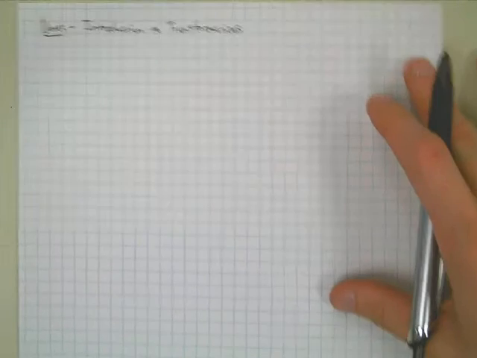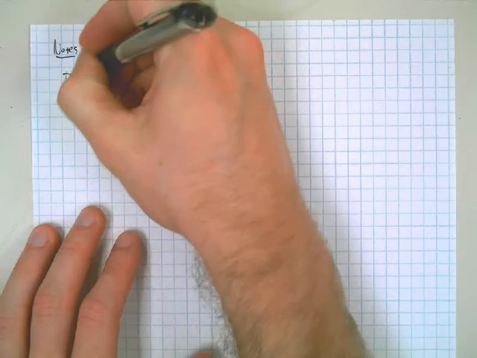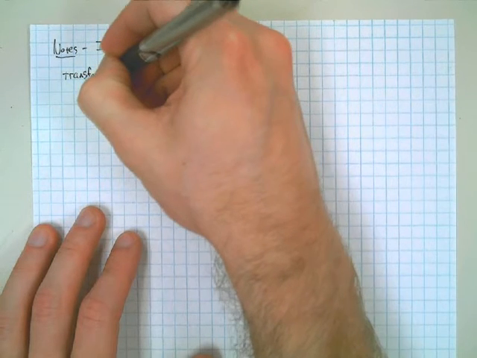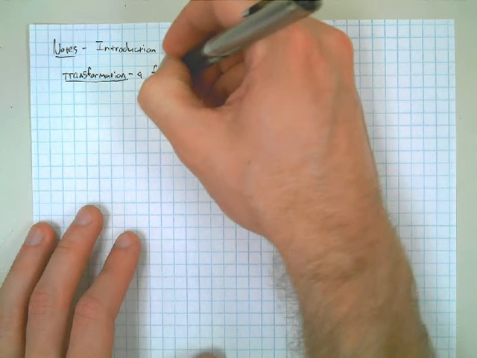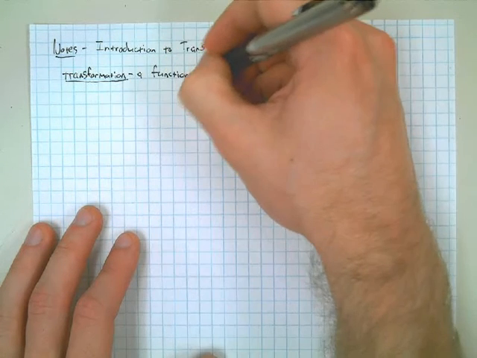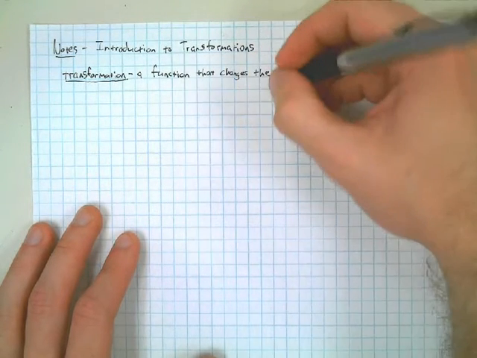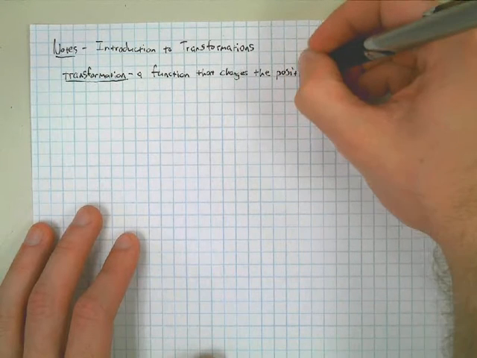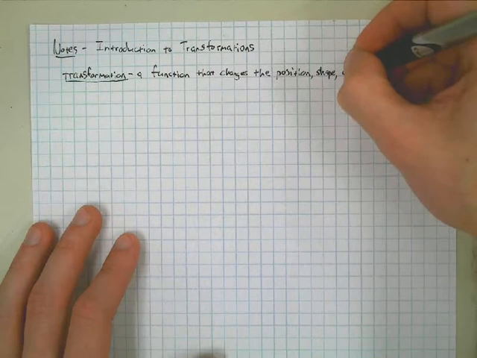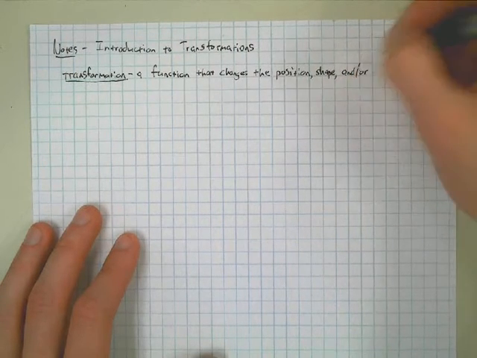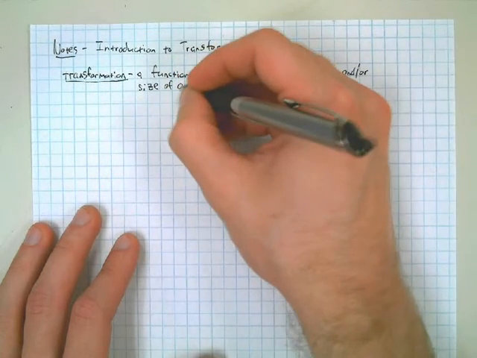So transformations. All right. What is a transformation? Well, let's define it here. And we'll give it a bit of a mathematical definition. A transformation is a function that changes the position, shape, and/or size of a figure.